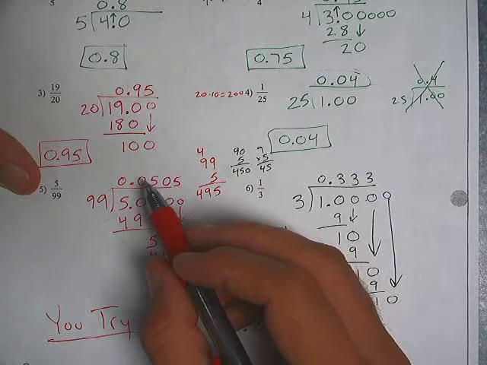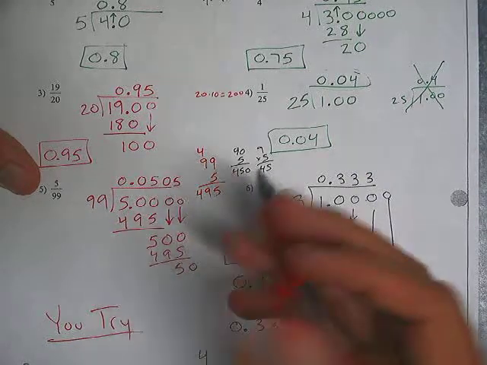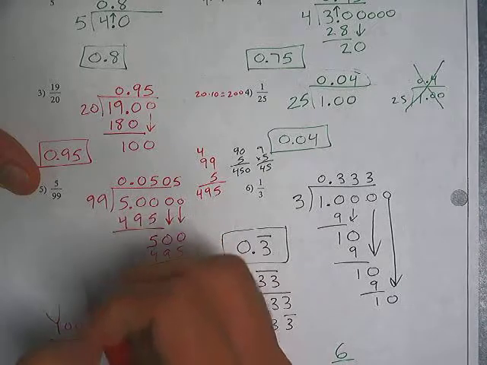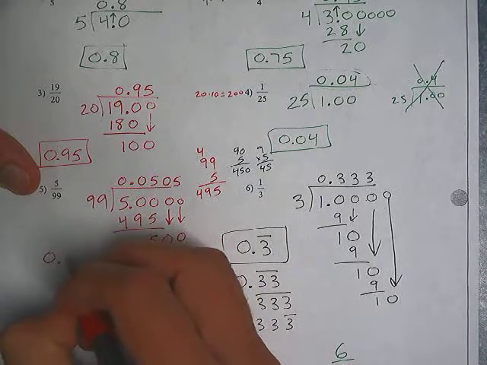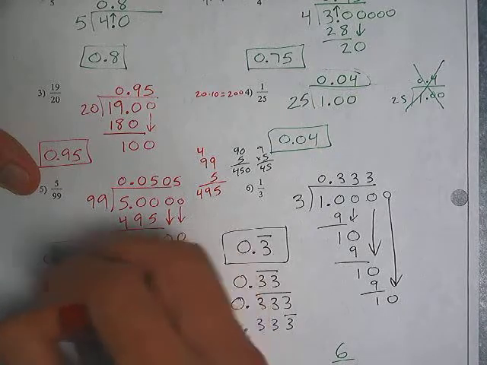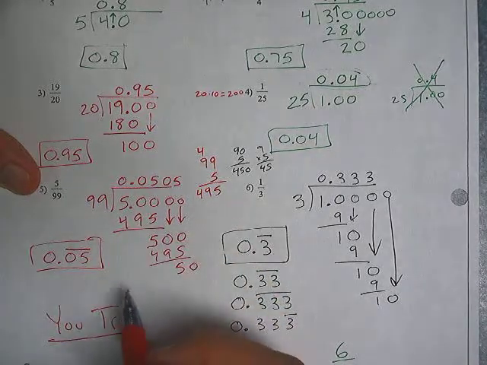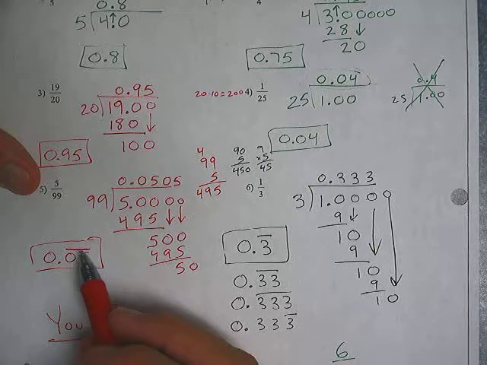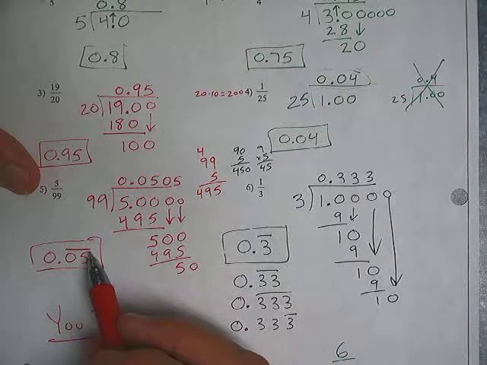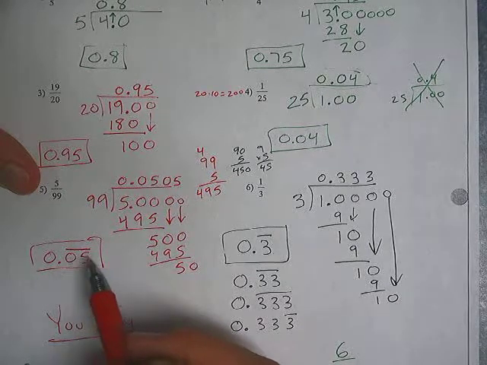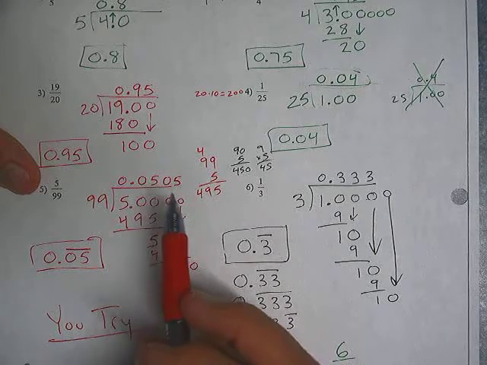So 99 goes into 500 5 times. And if I multiply, I'm going to get 495 again. I'm going to subtract. I'm going to get 5. Bring down. I'm going to get 50. And I'm back in my same old here. So if you notice the pattern, it's going to go 0, 5, and 0, 5. And it's going to keep going 0, 5. So my final answer, I need to write it as 0, 5 repeated.